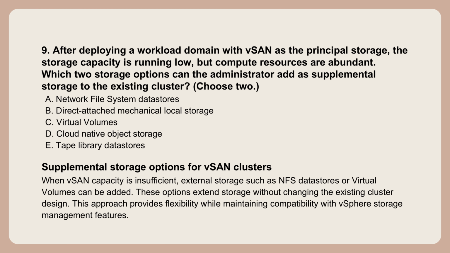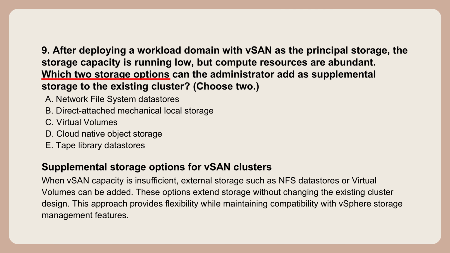All right, let's transition from management and trust back to daily workload operations. What happens when your compute is fine, but your storage is running dry? A classic problem. Question 9 asks, after deploying a workload domain with vSAN as the principal storage, the storage capacity is running low, but compute resources are abundant. Which two storage options can the administrator add as supplemental storage to the existing cluster? Choose two. Okay, two choices. Options are A, network file system data stores, B, direct attached mechanical local storage, C, virtual volumes, D, cloud native object storage, or E, tape library data stores.